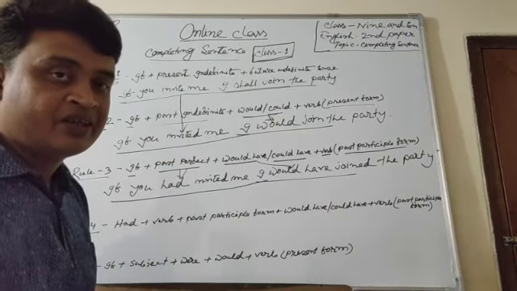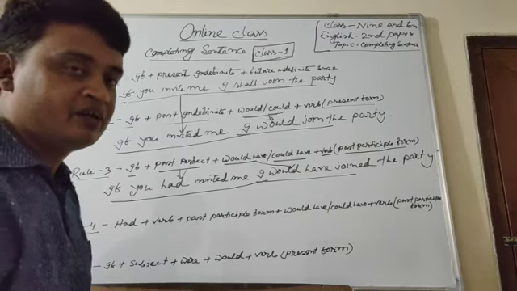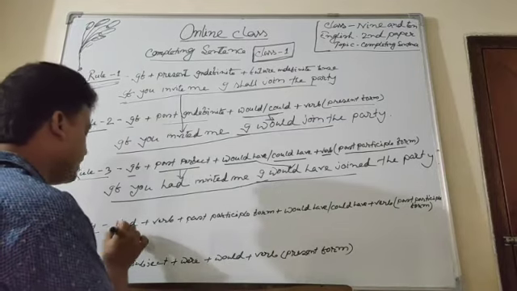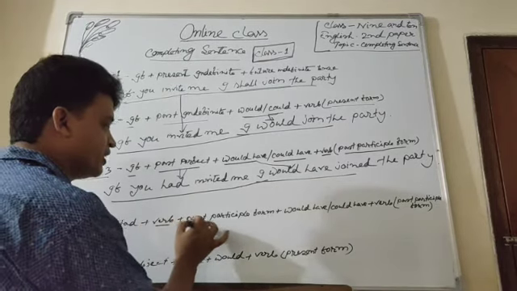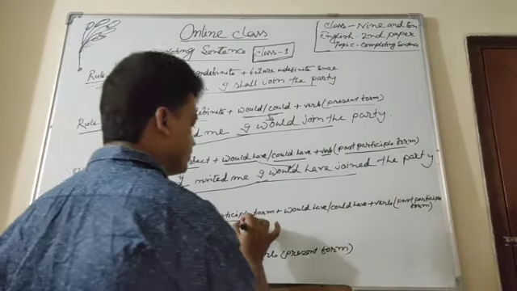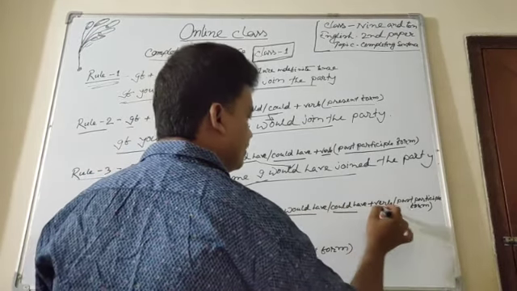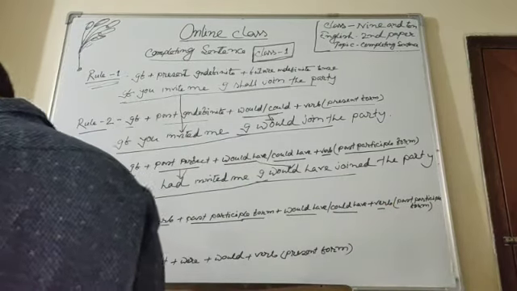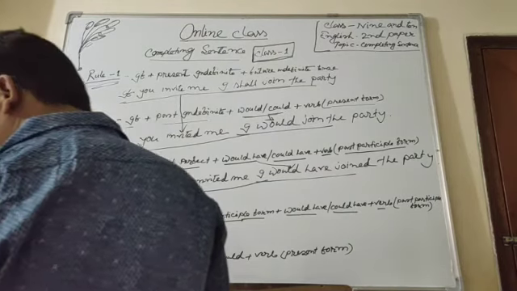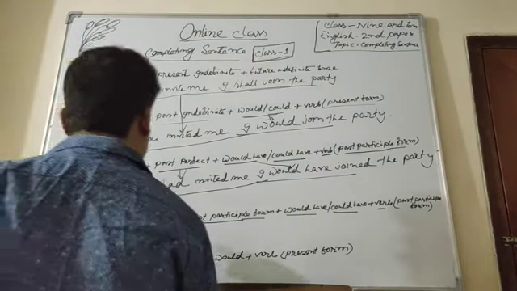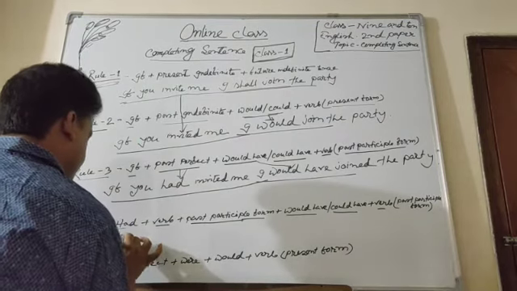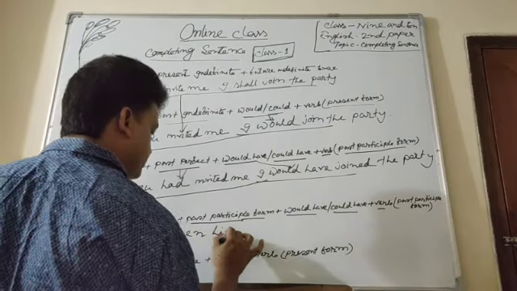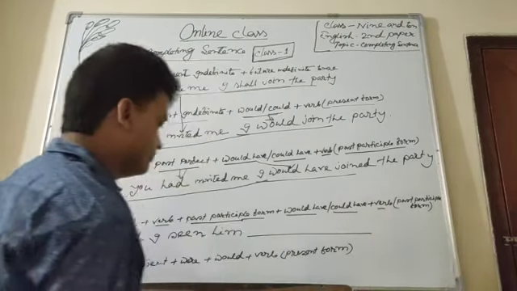Now I would like to share with you another rule. Rule 4. Had plus subject plus verb in past participle form, and then would have plus verb, that means past participle form. Had I seen him?